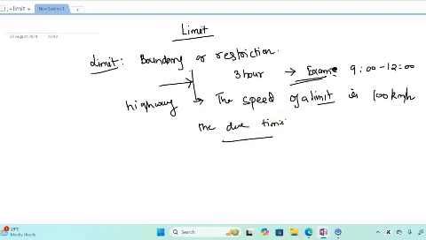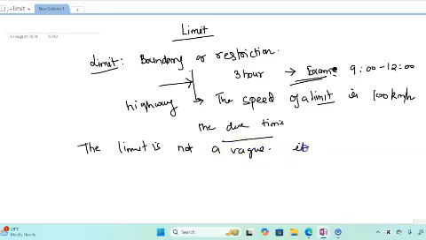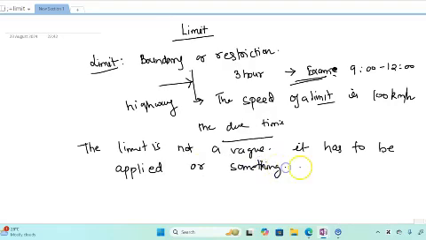Okay, so the limit. So what do we learn? That limit is not a vague idea. It has to be applied on something. This is the general meaning of the limit.